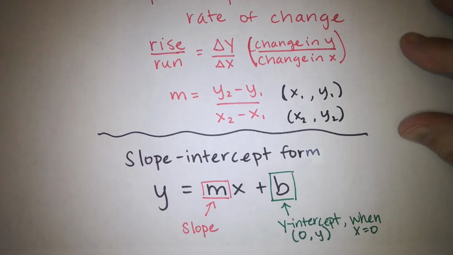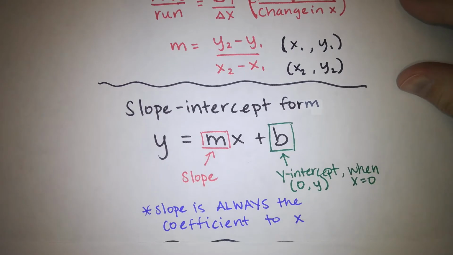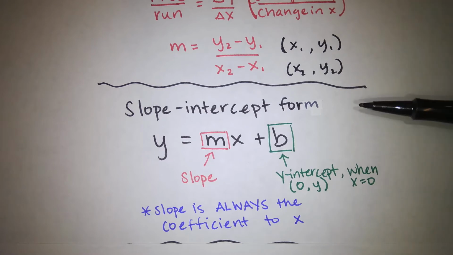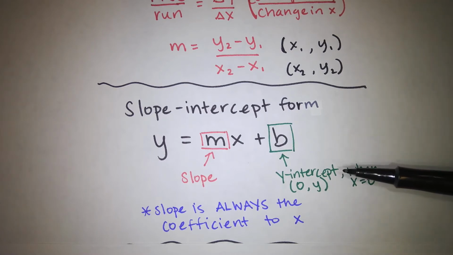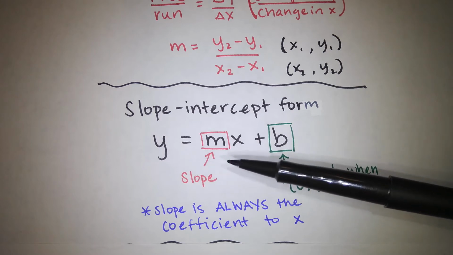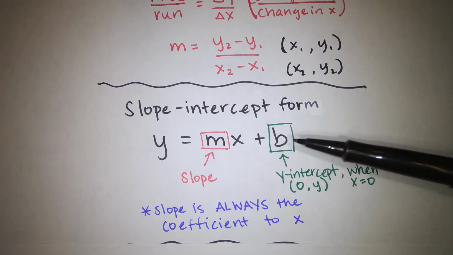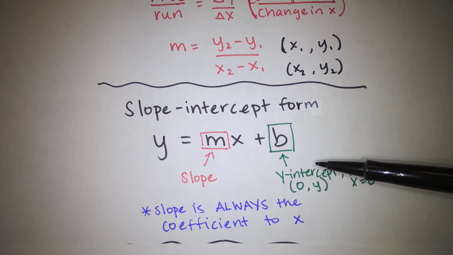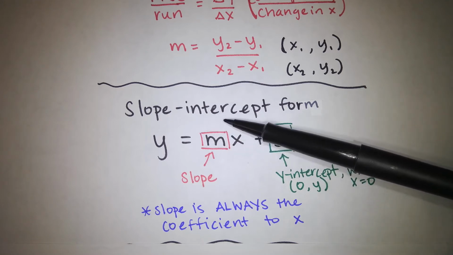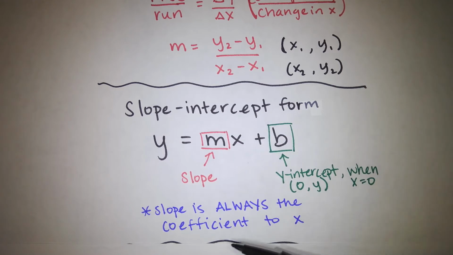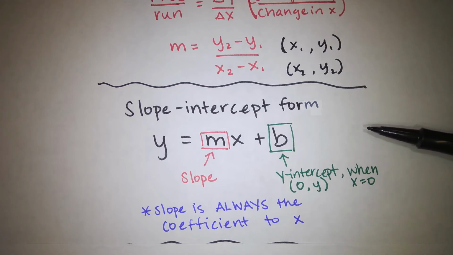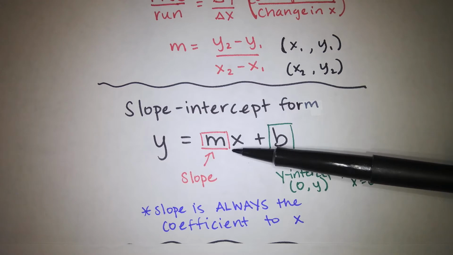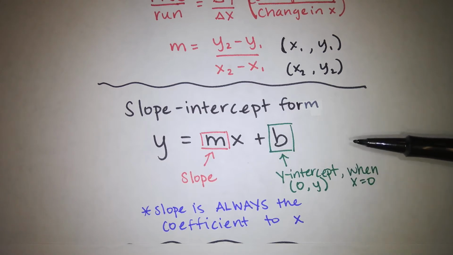Now, there are two main equations that we covered in our Unit 3, and the first one is slope-intercept form. Slope-intercept form is y equals mx plus b, and m is going to be our slope, and b is going to be our y-intercept, hence the name slope-intercept form. Here's the deal: our slope will always be the coefficient to our x. So even if this was in a different order, like y equals b plus mx, the slope will always be attached to our x. It will always be the coefficient.